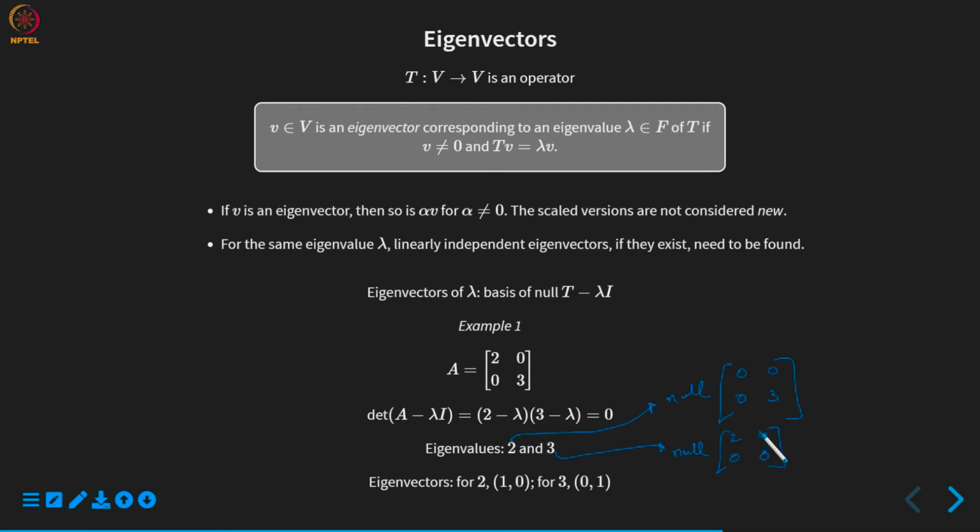Oh no, I think I made a mistake here. Let me just do this. 1 here, minus 1 here, sorry. So it is A minus lambda I, right?